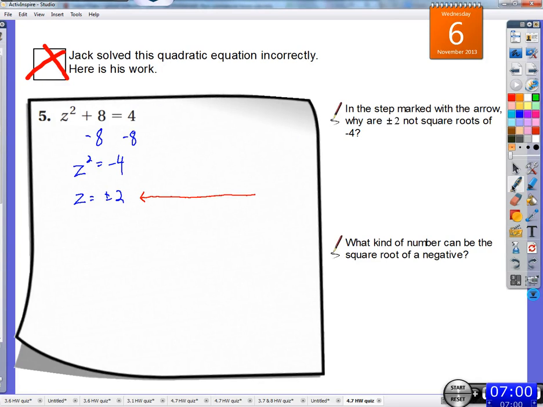Okay. Yeah, because nothing, well, let's say that used to be a true statement. It's true enough to be an excellent response. Nothing times itself is a negative. You can't multiply a number by itself and get a negative.